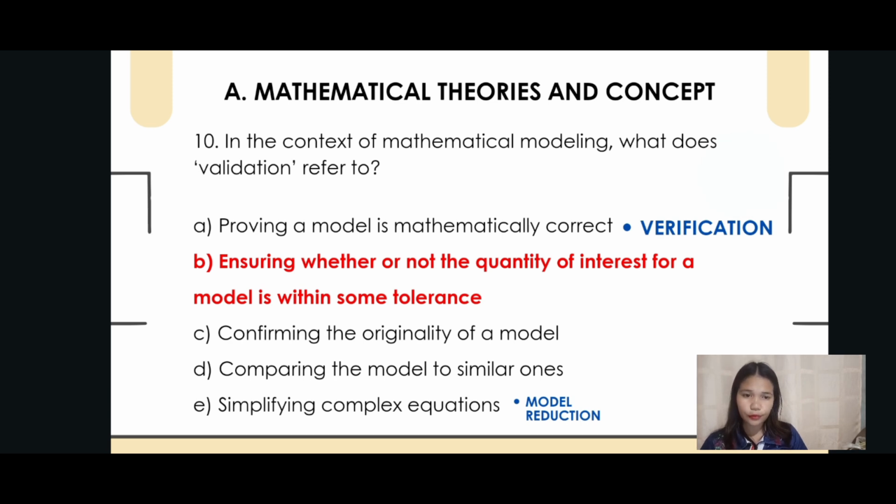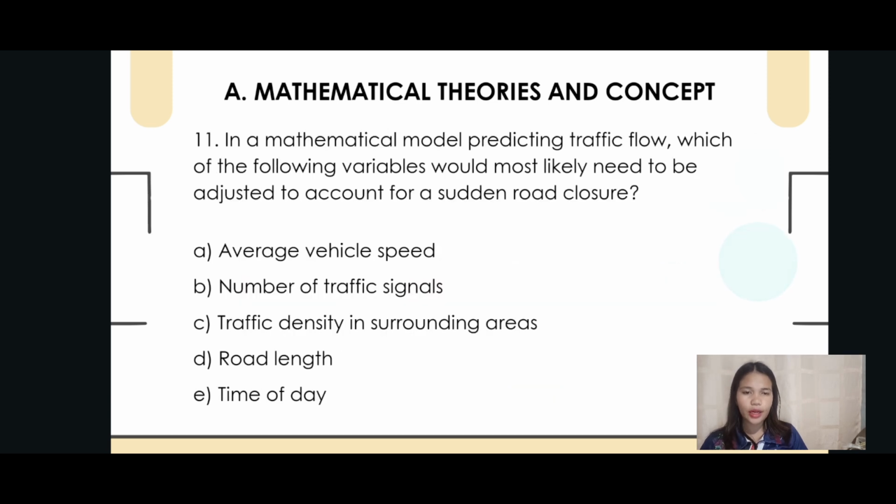So therefore, validation is a process of ensuring that the model's predictions are accurate and fall within an acceptable tolerance when compared to real-world data or observations. It checks how well the model represents reality in practice, not just whether it's mathematically correct or original. So that's validation. Number 11.